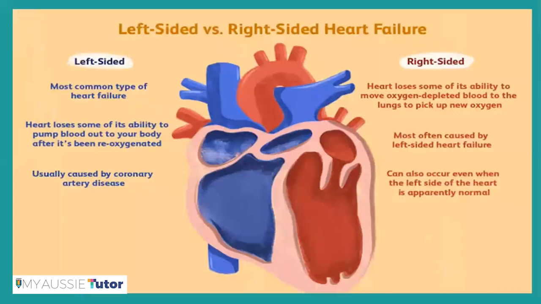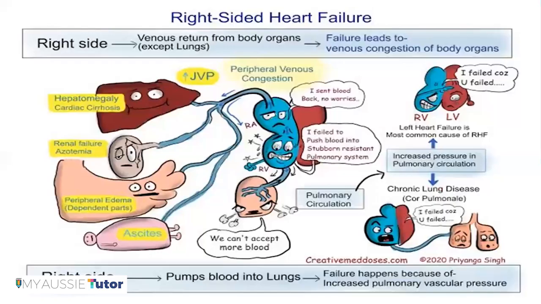Now, left-sided versus right-sided heart failure, I'm going to explain it to you. Left-sided is the most common type of heart failure, involving the left ventricle first. The heart loses some of its ability to pump blood out to your body after it has been reoxygenated. Usually, it is caused by coronary artery disease. Right-sided heart failure is a consequence of left-sided heart failure, and the heart loses some of its ability to move oxygen-depleted blood to the lungs to pick up new oxygen. It is more often caused by left-sided heart failure and can also occur even when the left side of the heart is apparently normal. That is a rarity.